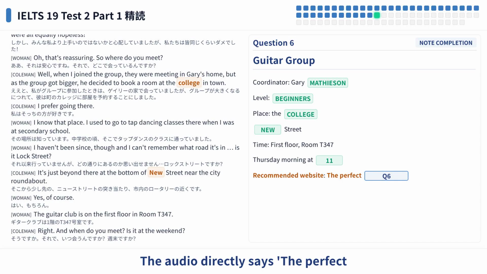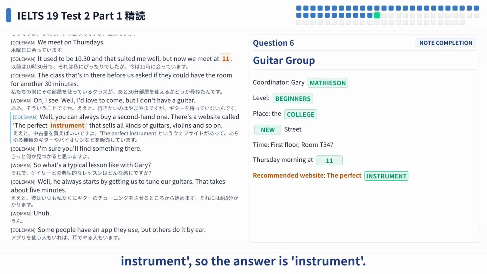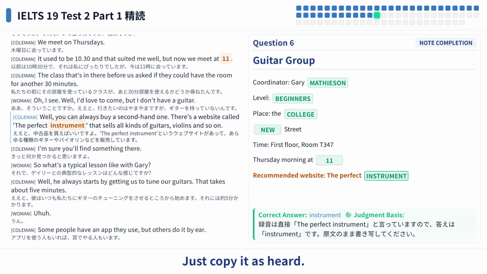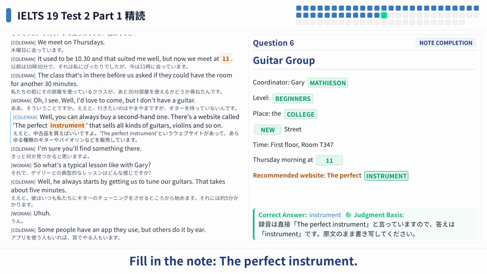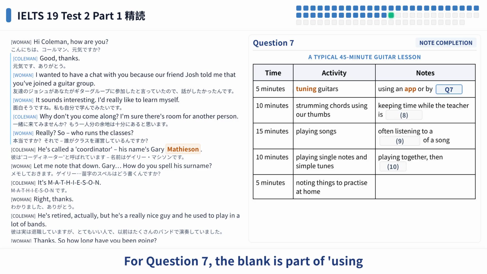The audio directly says the perfect instrument, so the answer is instrument. Just copy it as heard. Fill in the note. The perfect instrument. For question 7, the blank is part of using an app or by.